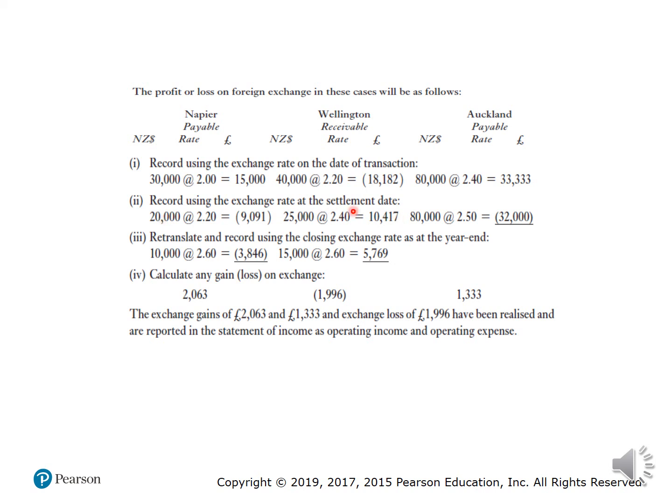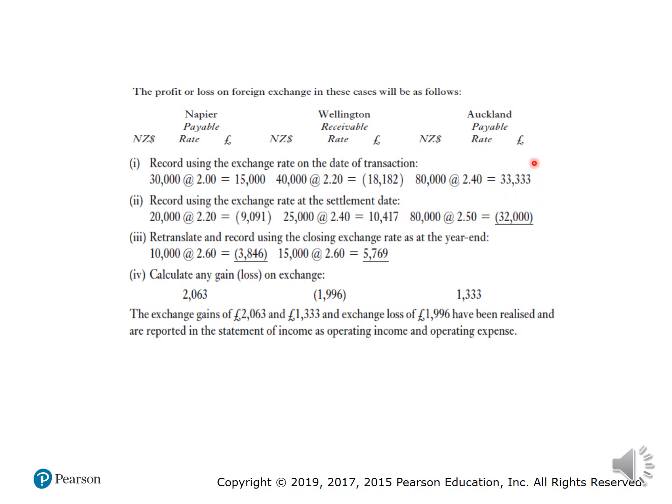So we paid 20,000 to Napier, out of 30,000. So it's converted to pounds as we did before, 20,000 divided by 2.2. 25,000 we received from Wellington because of our goods sold. 40,000 we sold, but 25,000 we received, converted to British pounds, and 80,000 we convert to British pounds is 32,000. Okay, it's just the full amount settled, right? It's 80,000 and 80,000 is being settled.